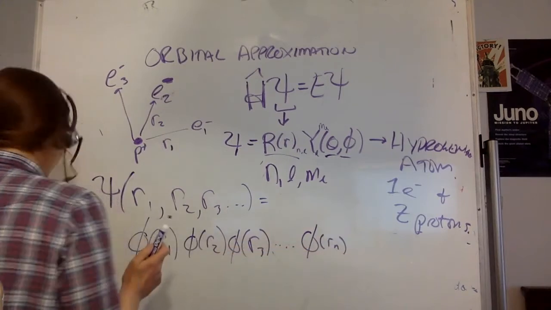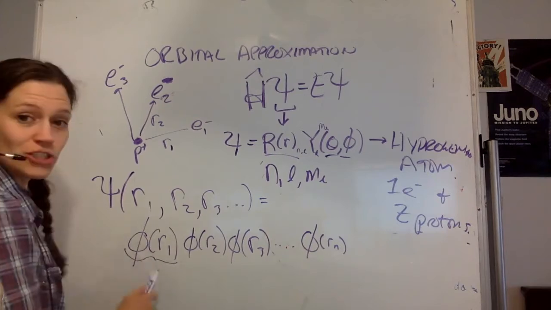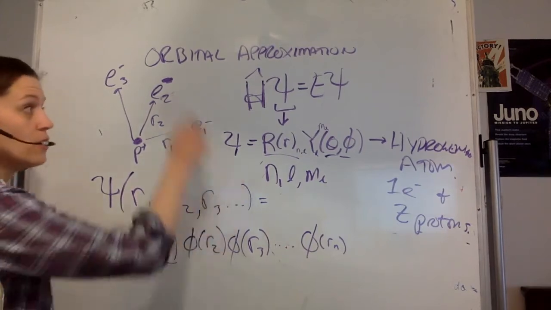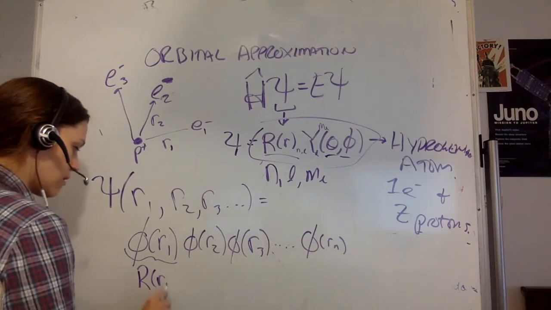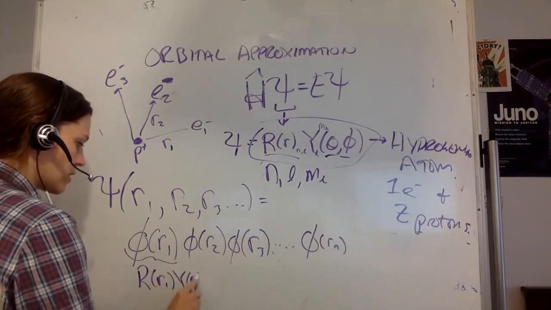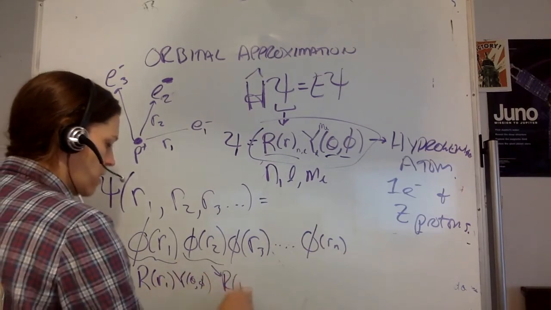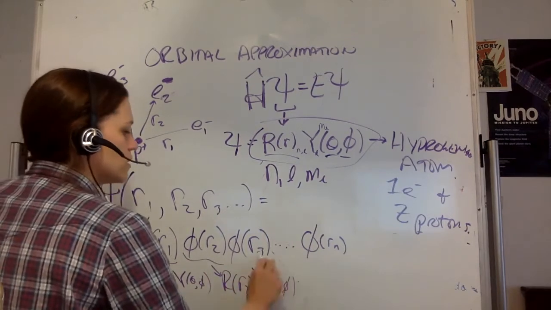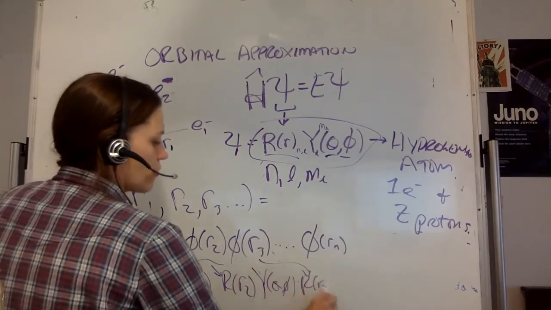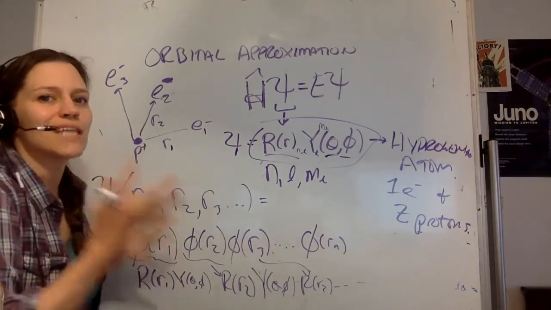So this represents the hydrogenic atom wave function that you would have here. So this is R1 spherical harmonic. This one is R2 spherical harmonic. This one is R3. Look how big this gets.